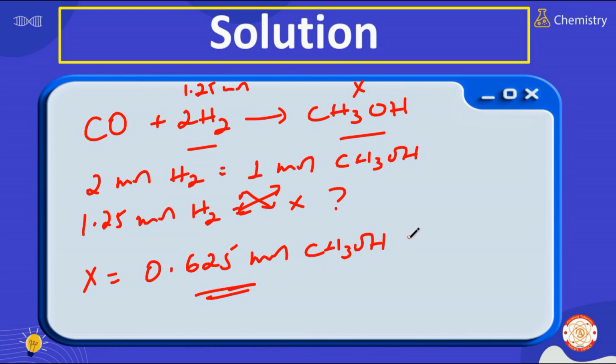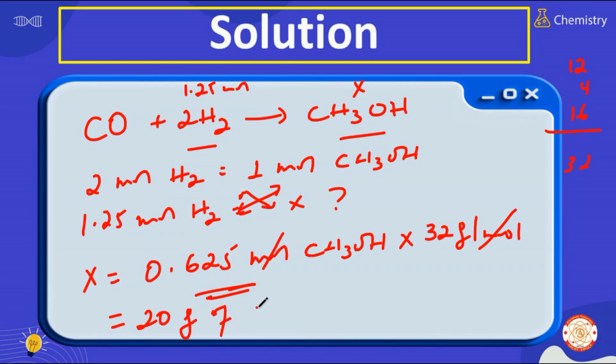So to do that, what do we do? We multiply this by what? By its molar mass. What is the molar mass of methanol? Carbon 12, right? Hydrogen, I have 4 hydrogens, so 4, and then oxygen 16. If you add this, 32. So 32 grams per mole. Mole cancels mole. So this gives us what? 20 grams of methanol can be produced from this reaction.